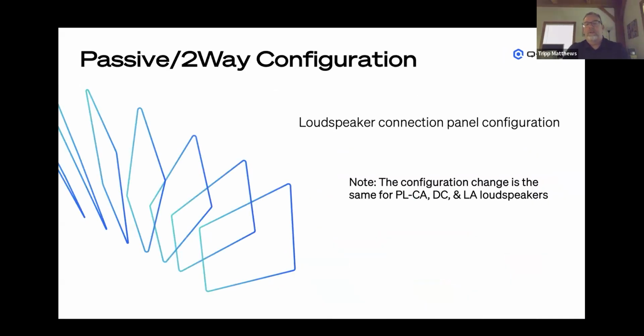Today we're going to look at the CA model, which is our coax array, the DC, which is directivity control, and then the LA, the line array series.